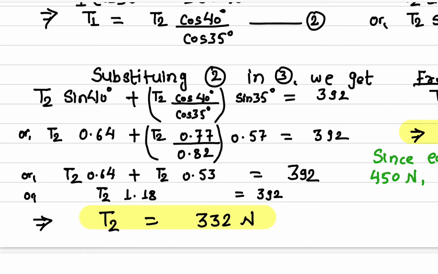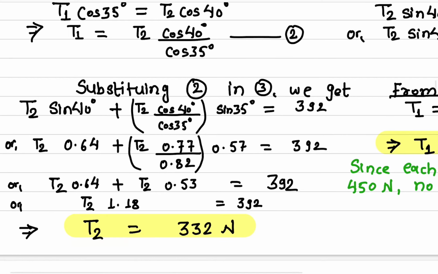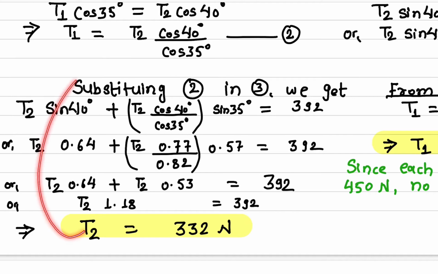And now, just by using the calculator, sine 40 degrees is 0.64, and then plugging in all the values and simplifying here, you'll get 0.53, and 0.64. This is T2 and this is T2. So you can add these two numbers together, which gives 1.18. And if you divide 392 by 1.18, you'll get 332 Newton. So you found the tension in the spring T2.